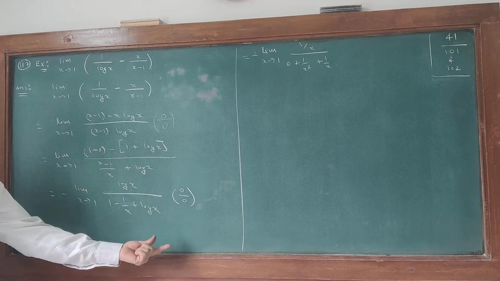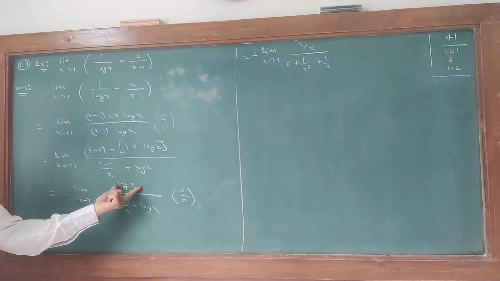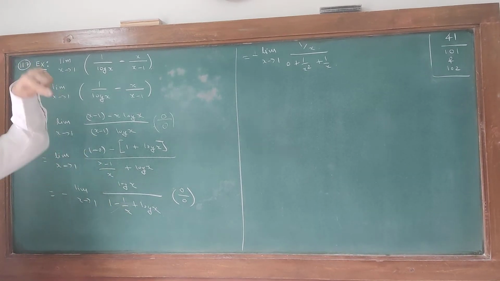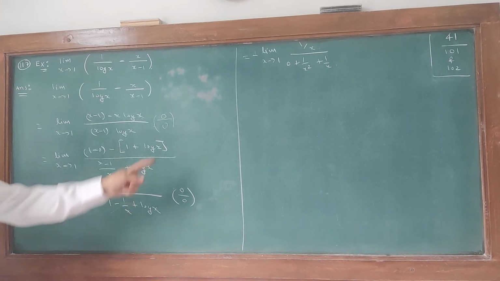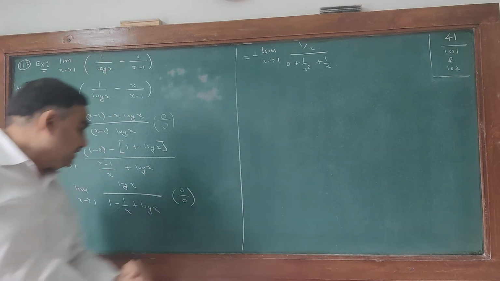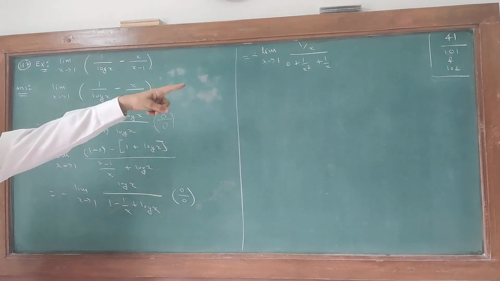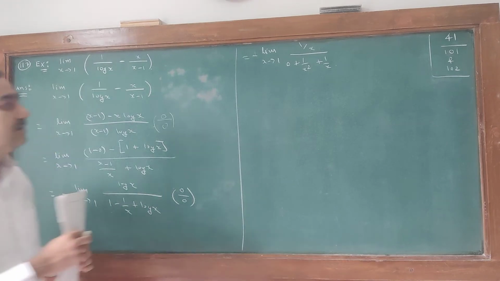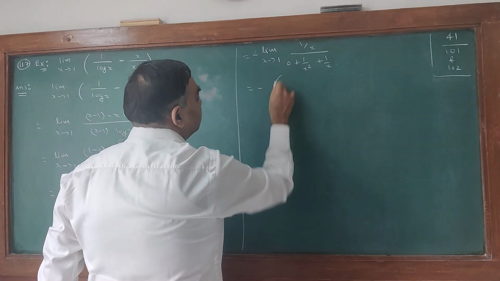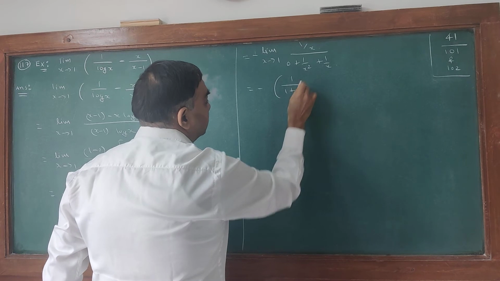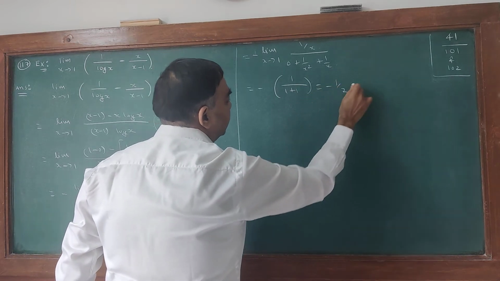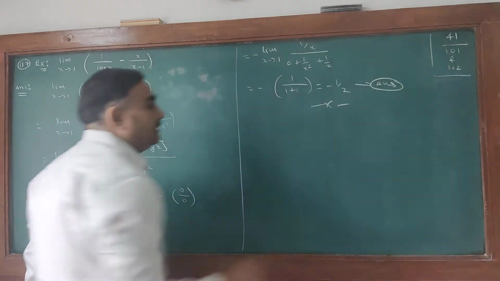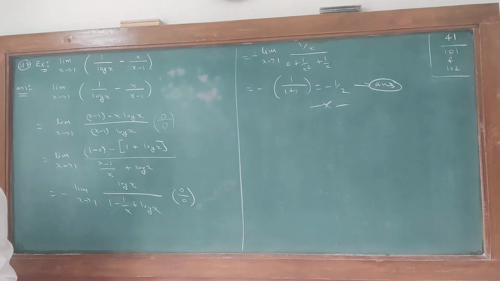Again 0 upon 0. The derivative of log x is 1 upon x, of 1 is 0, of 1 upon x is minus 1 upon x square, but the minus sign is already there, so plus 1 upon x square, and the derivative of log x is 1 upon x. You can see that. Now you can put x equal to 1. So this is equal to minus 1 upon 1 plus 1, and therefore it is minus 1 by 2. This will be the answer. Check it properly and then we go further.